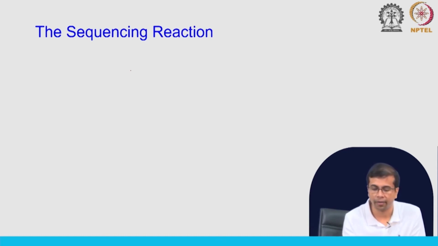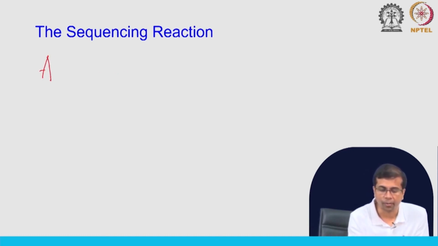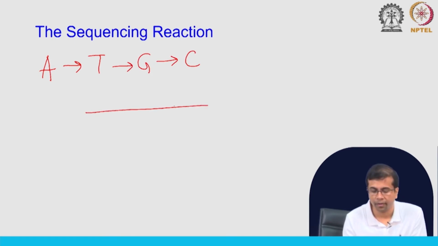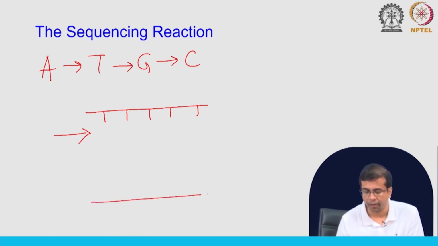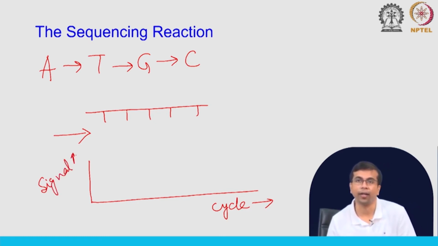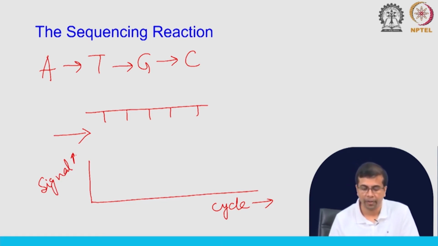Now let us look at the sequencing reaction, so maybe we can have a better understanding. Let us say we are following this kind of cycle: we are providing A, then T, then G and then C, and we have this DNA strand, and this is the primer and synthesis is happening. This is the cycle that is going on, and here the y axis is the signal. This signal comes from the H plus ion, not light.